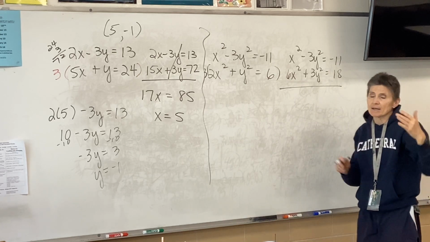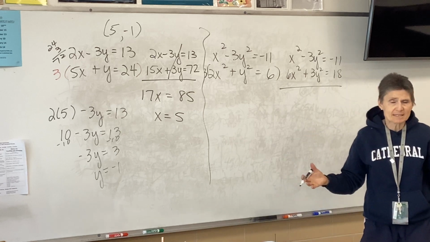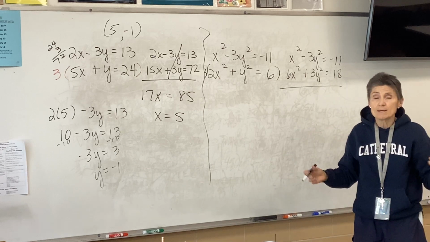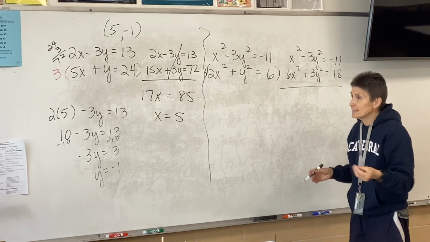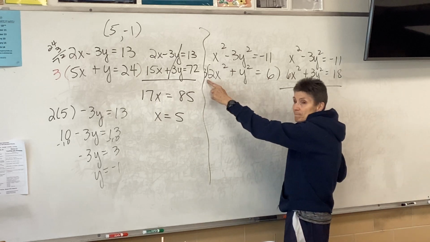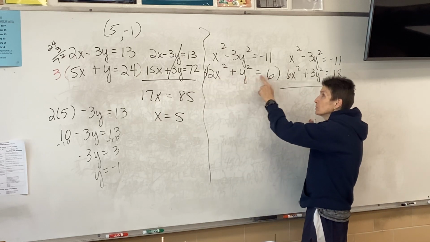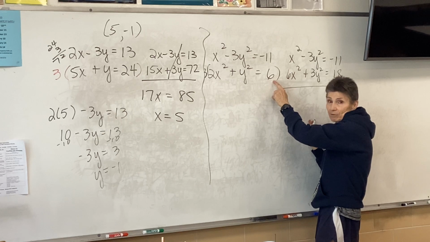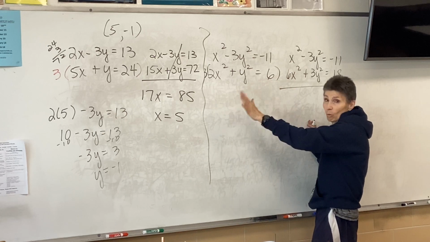The biggest mistake, you all know how to do this. This is easy. It's going to be A plus for you. Biggest mistake I find is when we multiply by 3, we forget we have to multiply everything by 3. So it's the whole equation.